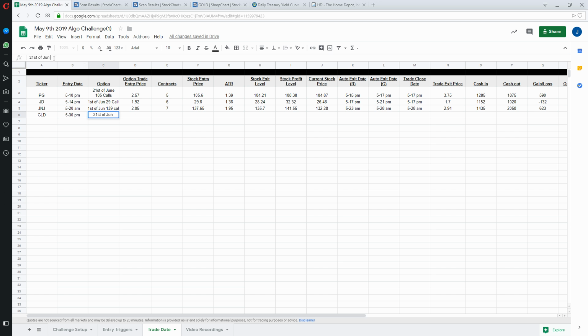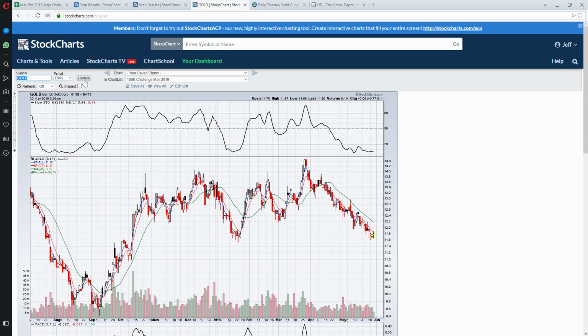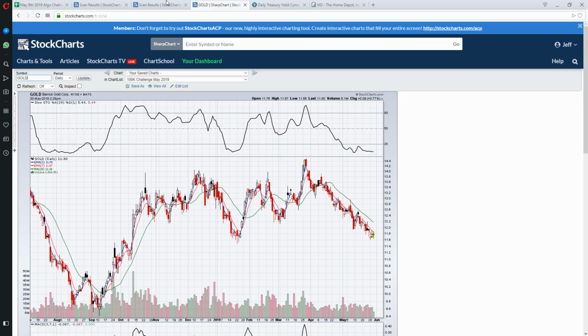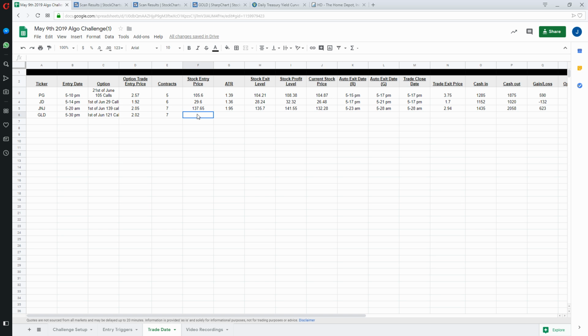121 calls. All right, option entry price 202. We did 7 contracts, so similar size to J&J there. Now the entry price on GLD, when getting in here, 121.60. All right, so 121.60.